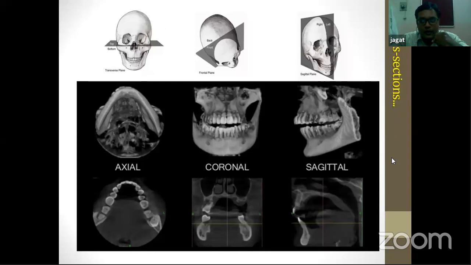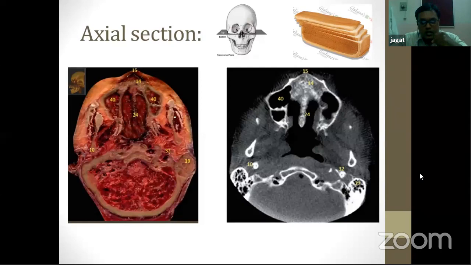Okay, thank you. So these are the models that we can use to teach the patients. These are the three vital planes that we need to understand, and this will help us come to diagnosis and plan our treatment. Now let's look into these sections in a little more detail.